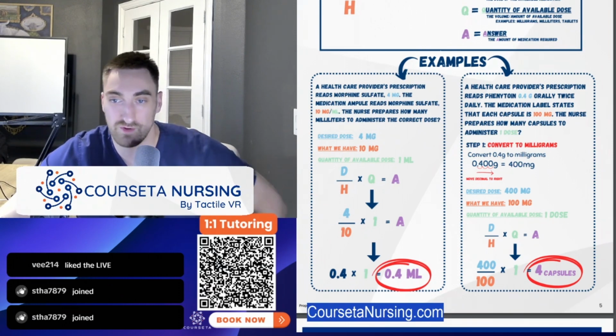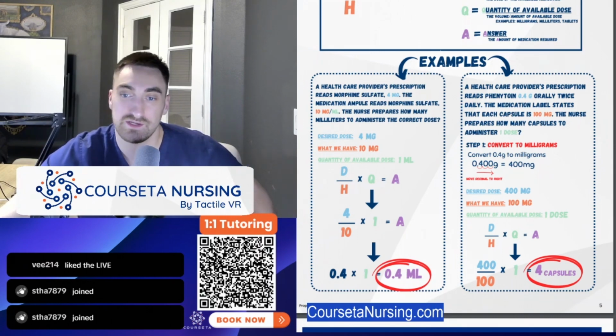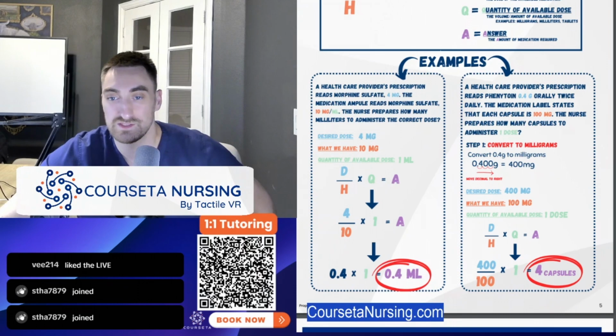And then what's the quantity of the available dose? Well, it's 100 milligrams per 1 capsule. So you would just put 1 here again. So 400 divided by 100 times 1 equals 4 capsules.